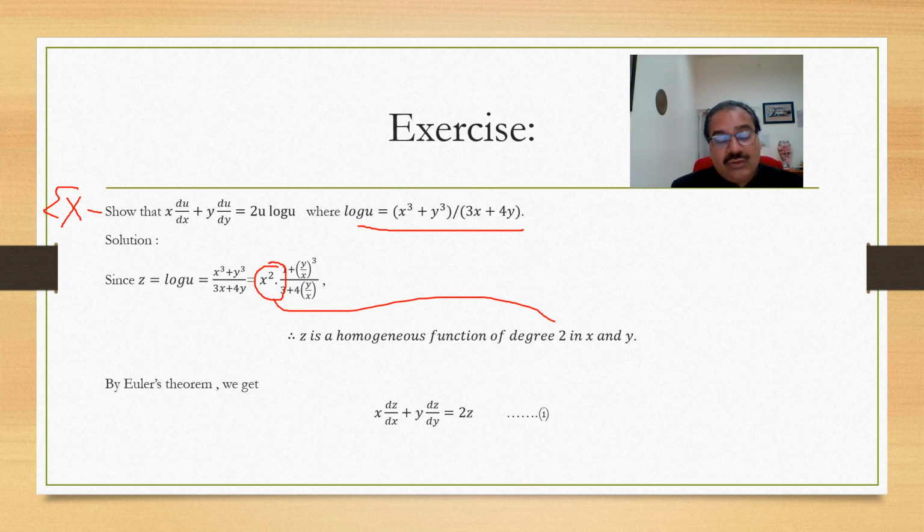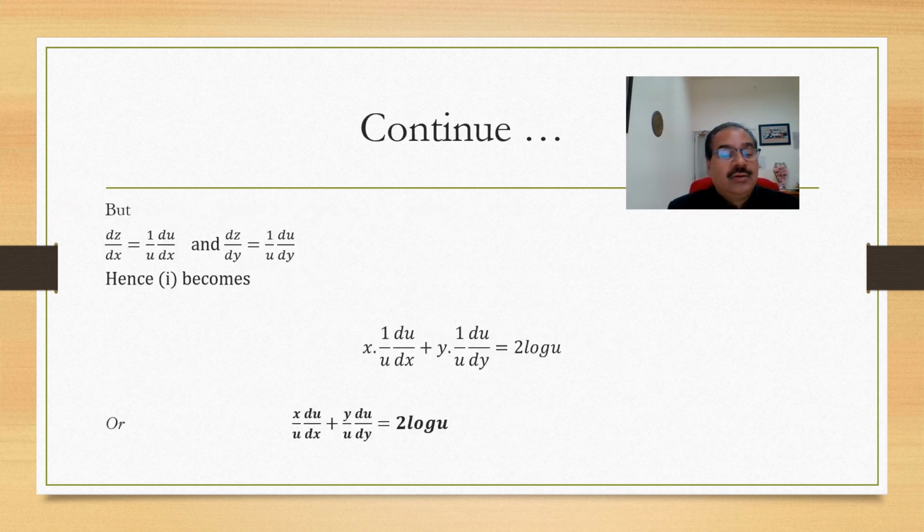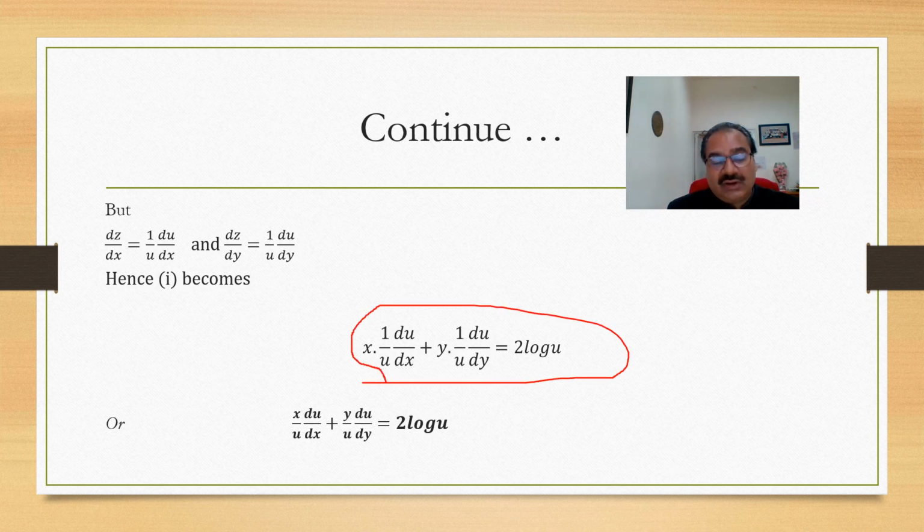By Euler's theorem, just apply Euler's theorem, then you are able to write x dz over dx plus y dz over dy is equal to n z. What is n here? n is 2. So 2z you can write here. But dz by dx is 1 by u du over dx, and what is dz by dy? 1 by u du over dy. Now put all the values here, then you will get this equation. After putting the values, just simplify it. Then after simplification, you can find x by u du over dx plus y by u du over dy is equal to 2 log u.